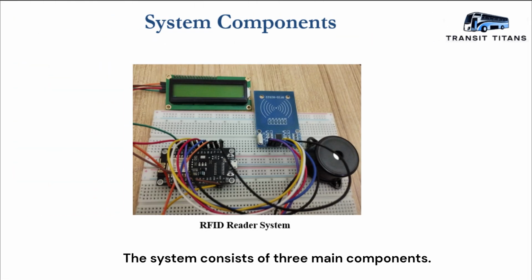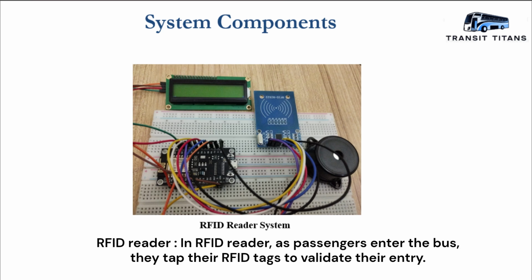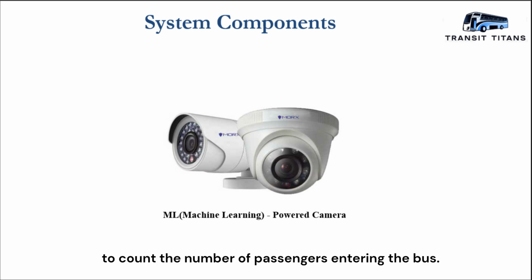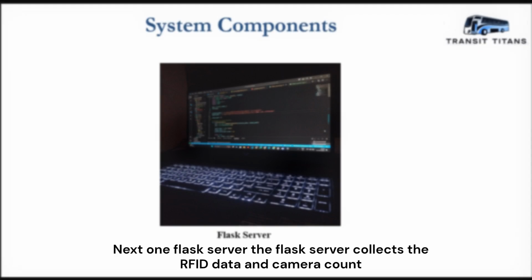The system consists of three main components. First, the RFID reader: as passengers enter the bus, they tap their RFID tags to validate their entry. Next, the ML pod camera. This camera is positioned at the bus entrance to count the number of passengers entering the bus.